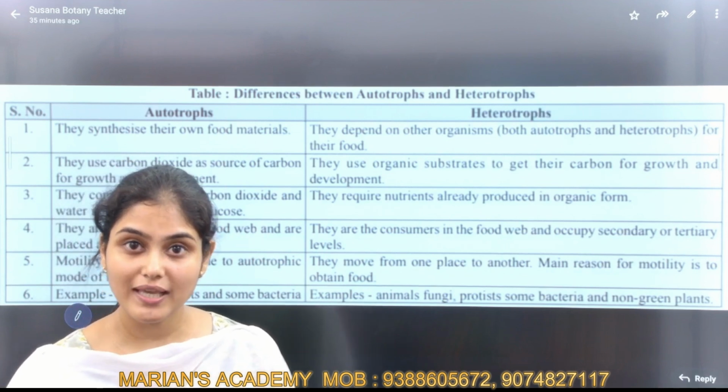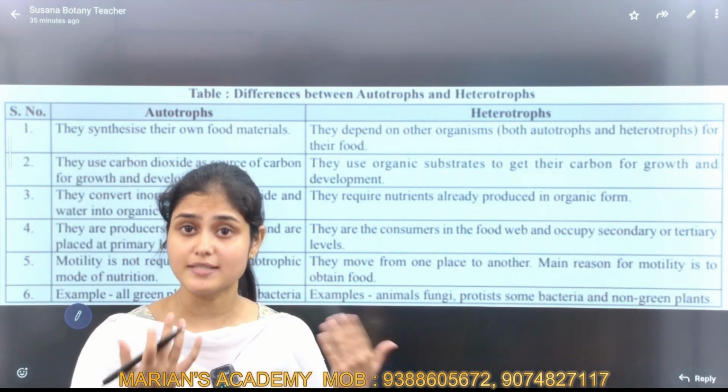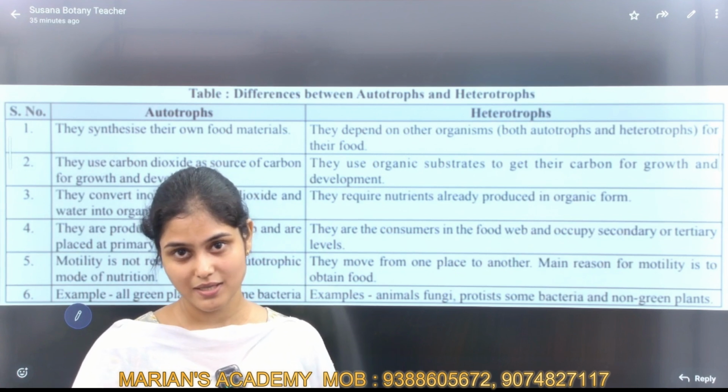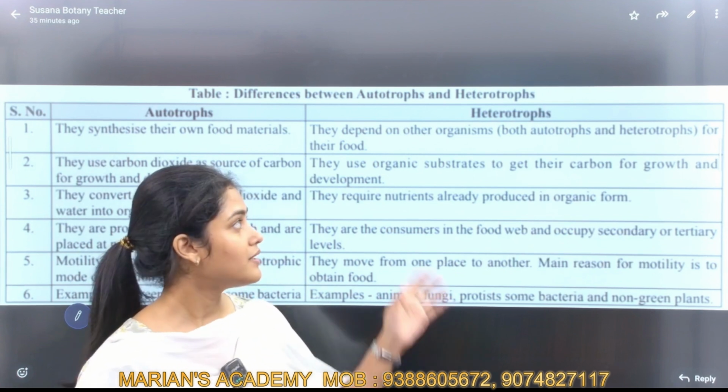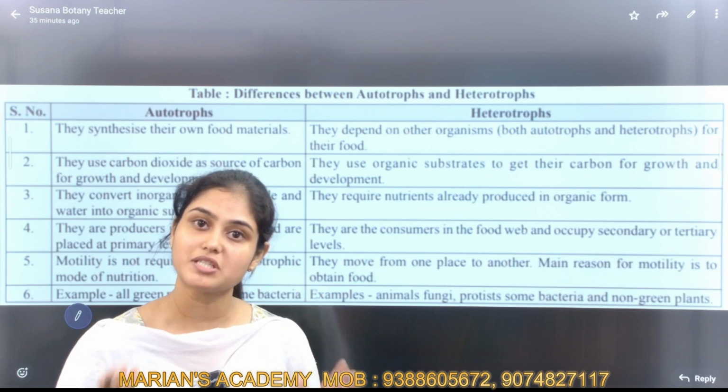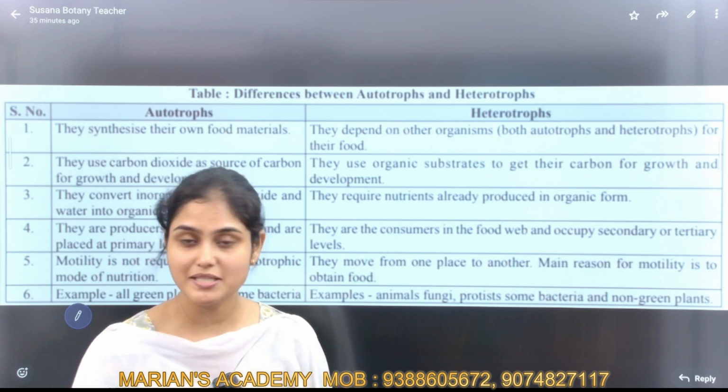We are actually taking support from other living organisms. For example, we are making a vegetable curry. We are taking vegetables from plants. So we are not making the vegetables by ourselves, right?